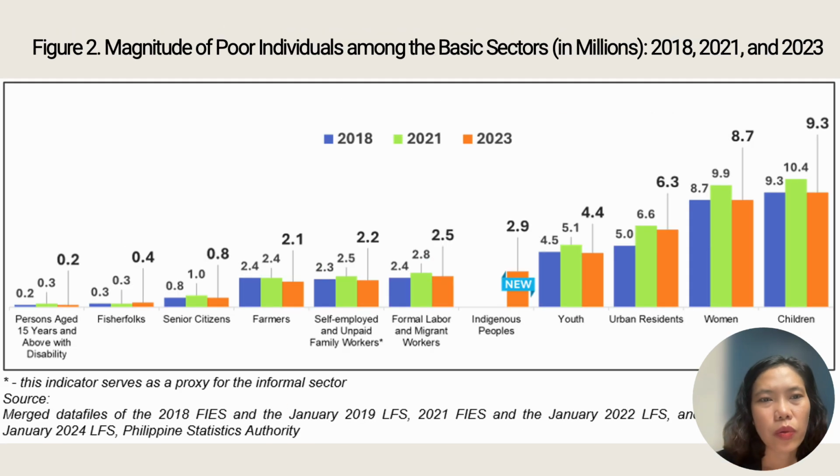We also have here the magnitude of poor individuals among the basic sectors in 2018, 2021, and 2023. So we have fisherfolk, the senior citizens, the farmers, the youth and urban residents, the women, and the children.